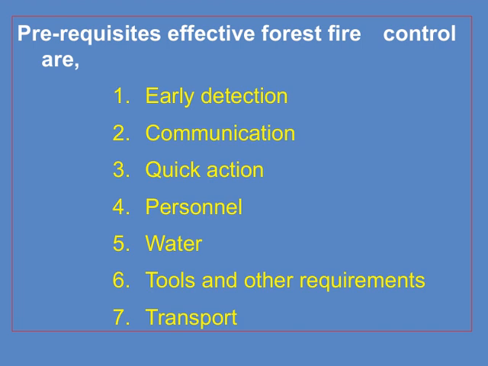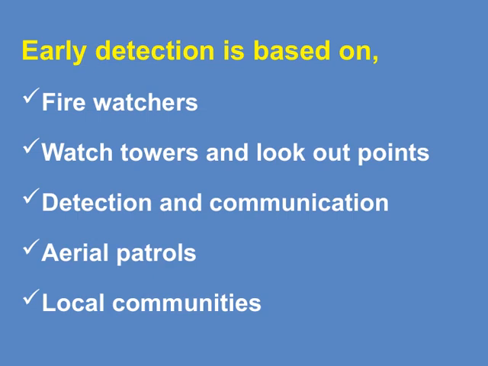Transportation is another key element. Being able to reach the fire quickly and efficiently can save valuable time and resources. All these factors, detection, communication, quick action, personnel, water, tools, and transport, are interconnected. Together, they form the foundation for successful forest fire control, helping us protect both the environment and the communities around us. Early detection is a crucial part of effective fire management.